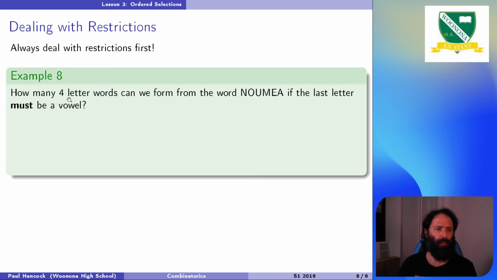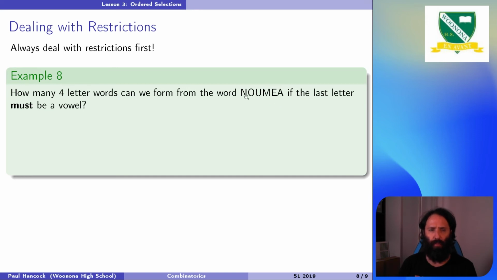Building up in complexity a little bit, we want to know how many 4-letter words we could form from NEMEA if the last letter must be a vowel. So this time it's not a specific letter that has to go on the end. It could be any one of O, U, E, or A. There's 4 of them. So any one of those 4 could be the last letter.